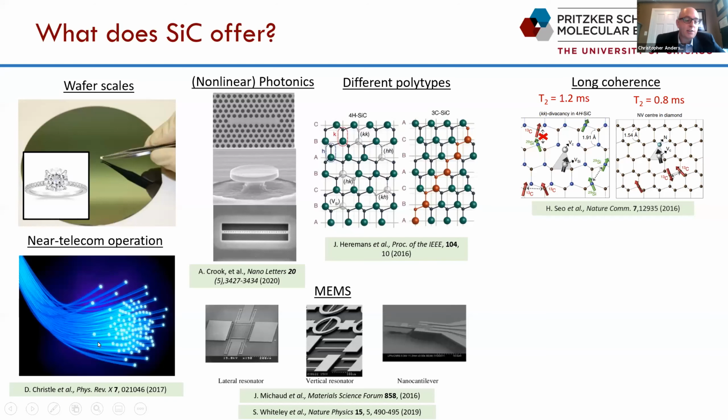In the case of the divacancy, we have this added advantage, which is the emission. The single photons that get emitted by the system are in the near infrared, or sort of the near telecom, meaning they're extremely suitable for long-haul fiber optic quantum communications protocols.